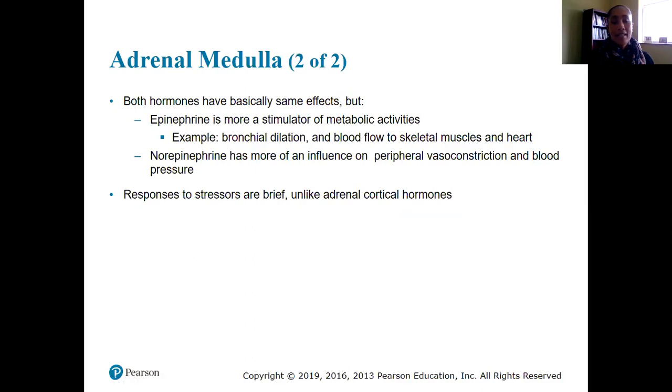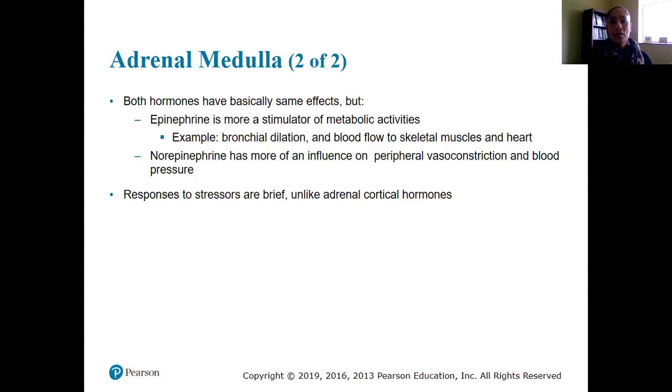Both hormones have basically the same effects, but epinephrine is more of a stimulator of metabolic activity. So for instance, epinephrine is going to be the hormone that's going to cause our bronchioles to dilate so that we can take in more air. It's going to also have more blood flow to our skeletal muscles and heart so that we can perform those actions that are needed during these high stress moments.